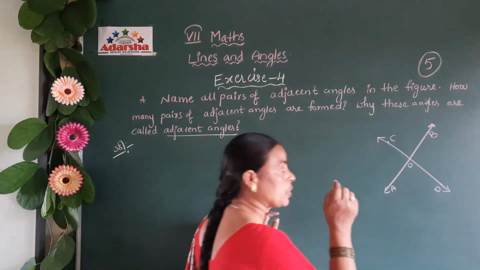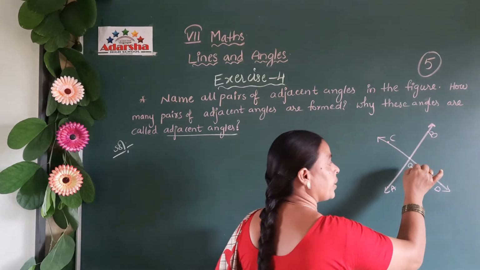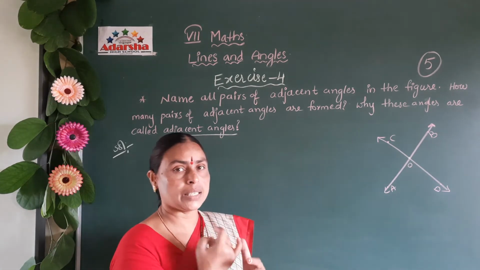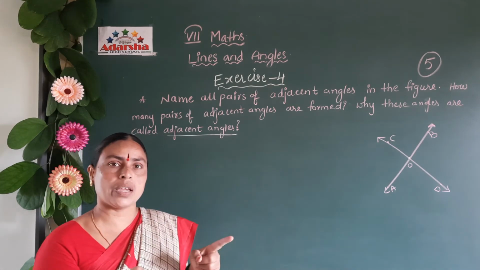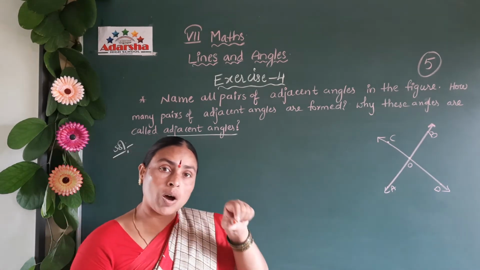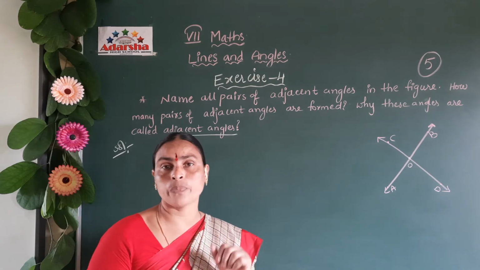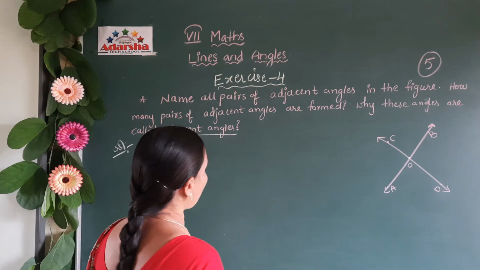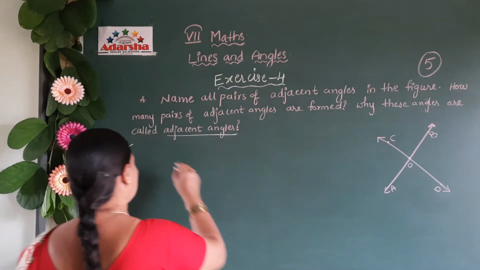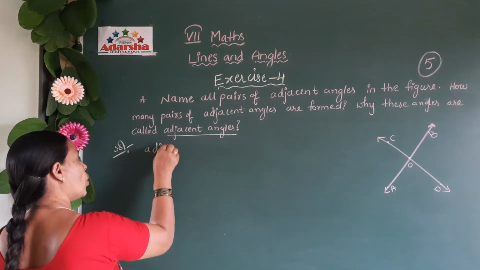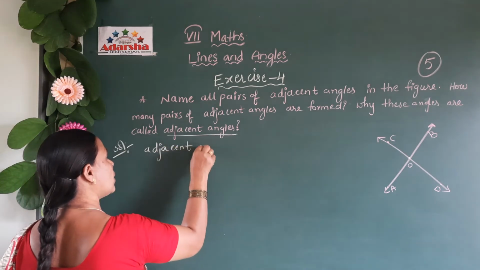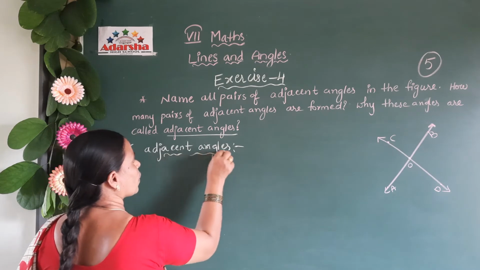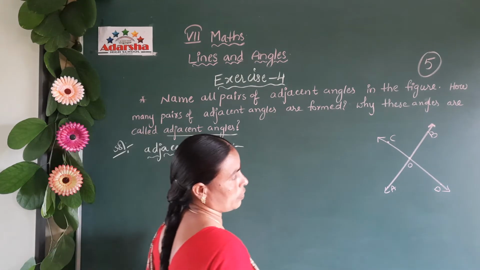Adjacent angles means if the angles have the common vertex and common arm, then those angles are called adjacent angles. If a pair of angles, the two angles, have the common vertex and common arm, then those angles are called adjacent angles. Here, name all the pairs of adjacent angles. What we have to write? Write all the pairs of adjacent angles in the given figure.